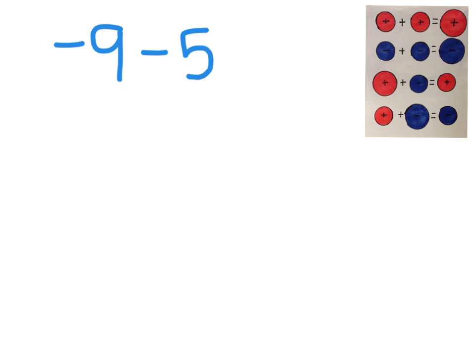The third example on your page says -9 subtract 5. This one looks a little different from the last two we tried, but we're still going to use the method of keep, change, change. If you do that, we're going to keep -9. I'm going to change the subtract sign to be a plus sign. And then I'm also going to change +5 now to become a -5.